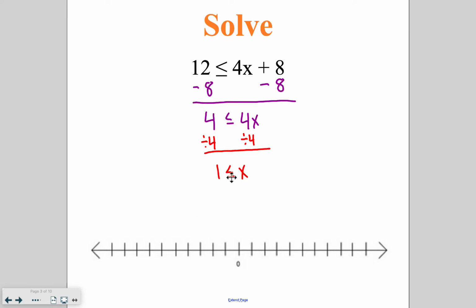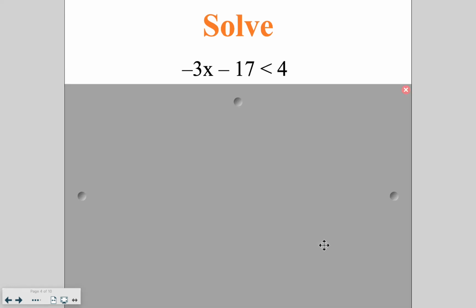So because I've got less than or equal to, when I go over to 1, I'm going to put a closed dot, so filled in. And now the statement says 1 is less than or equal to x. So this says 1 is smaller than my answers. So my arrow is going to be going to the right. 1 is smaller than all of these numbers that are to the right. Go ahead and try this one on your own.